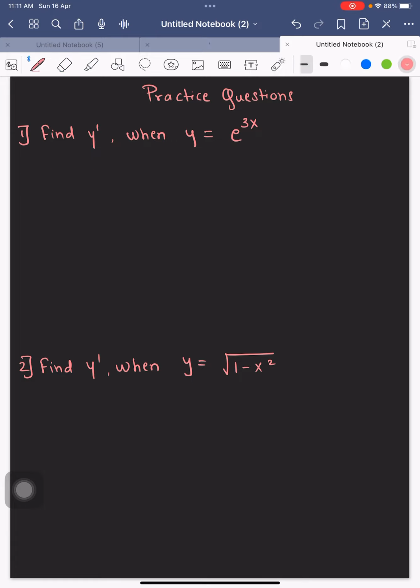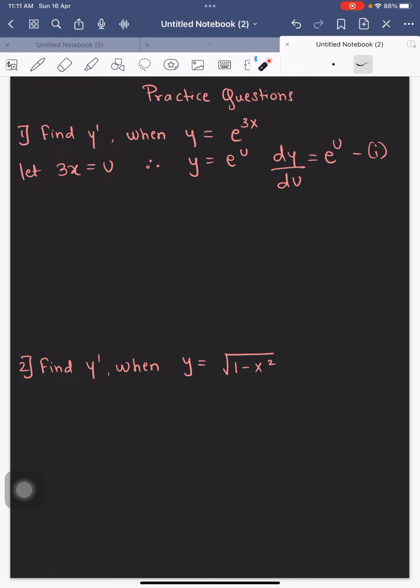So we will let 3x is equal to u, therefore y क्या हो जाएगा हमारा e raised to u. Now this has become in a standard form. Now we can differentiate with respect to u, dy by du is equal to e raised to u, right, सेम ही रहेगा e raised to u. तो next, हमने let किया है u is equal to 3x, so we can also differentiate du with respect to dx. It will become 3, right? This is the derivative of x.